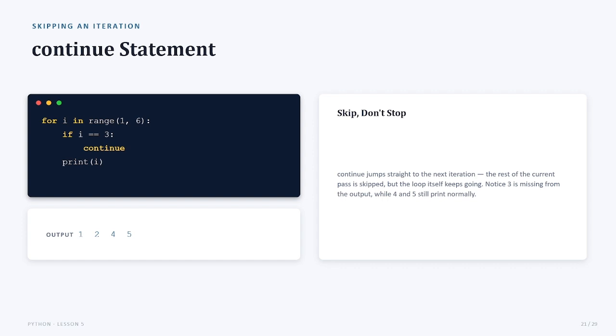Now let's learn about another loop control statement. This one is called continue. Break and continue are different. Remember, break stops the entire loop, while continue skips the current iteration and moves to the next one. Let's see an example.